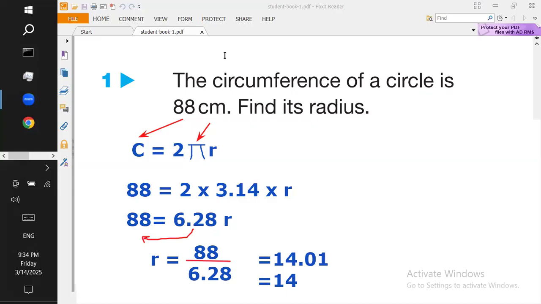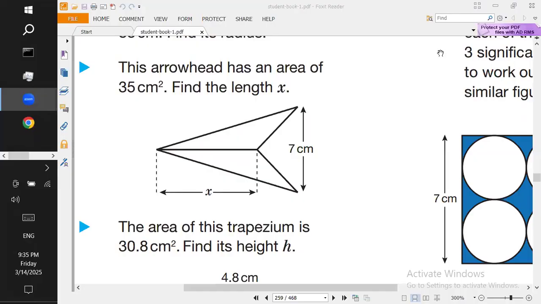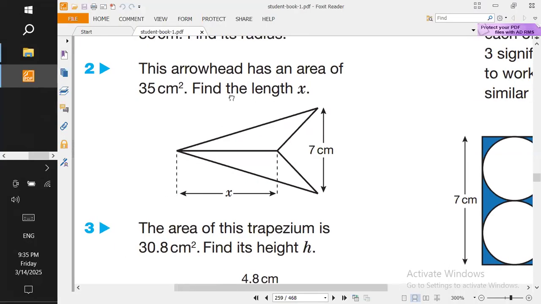Let's see if we have time for this question here. Now, in this question here, this arrowhead has an area of 35 centimeters squared. Find the length of x. So this is the length that we're trying to find. And the arrowhead, the whole area is 35 centimeters squared.